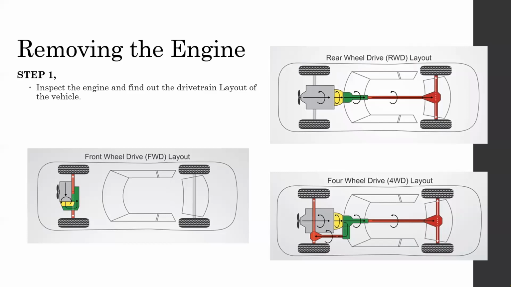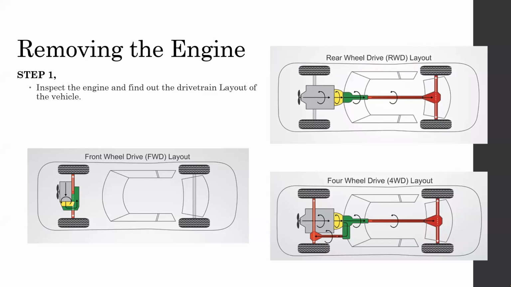There are a few drivetrains, more than three. There are three drivetrains shown here, but there are more than three. But at the moment I'm only going to discuss the most common drivetrains: the front engine rear wheel drive, the front engine front wheel drive, and the front engine four wheel drive. Those are the most common engine drivetrain layouts.